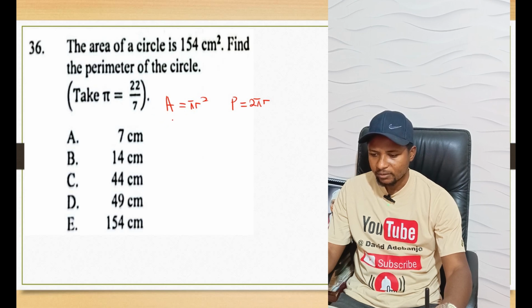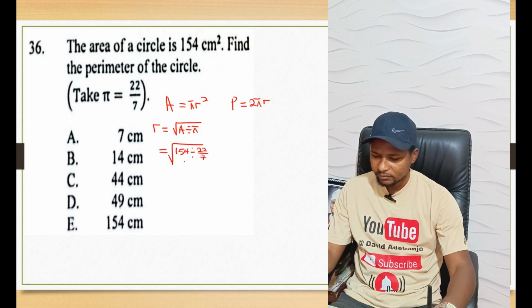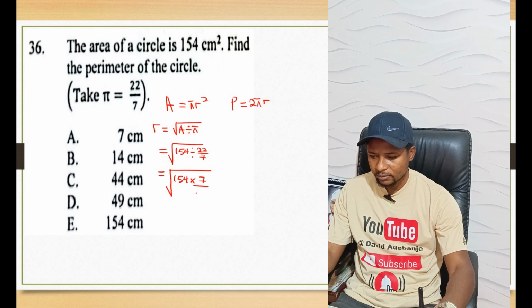So if you make r the subject of formula here, you divide both sides by pi, then take the square root of it. So you have the square root of area divided by pi. So therefore, what is the area? 154 divided by 22 over 7. And do your KCF. Square root of 154 times 7 over 22.